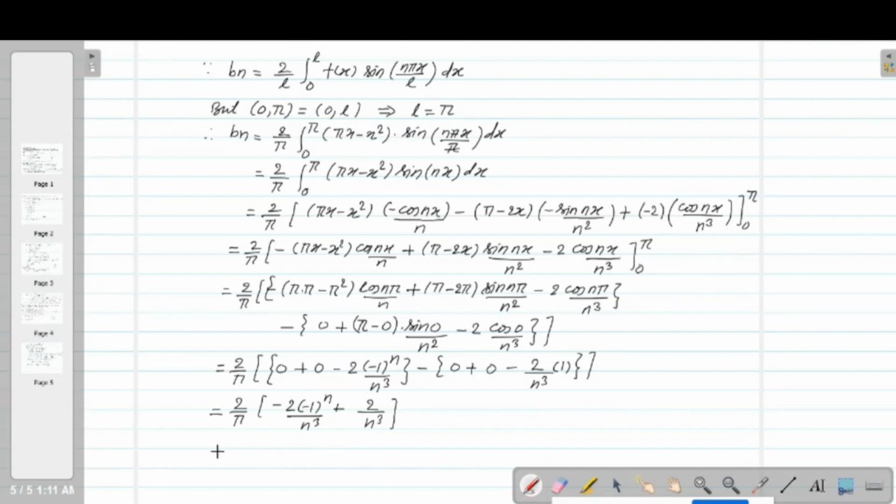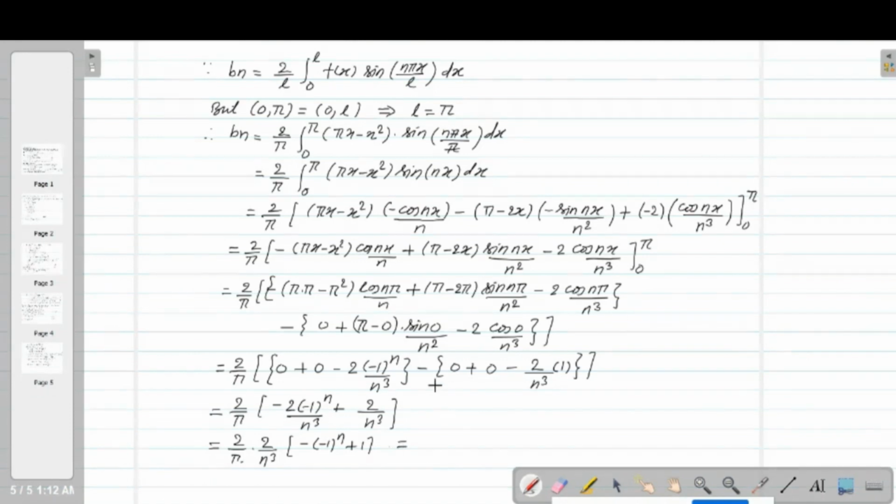And what is the common here? We will have common 2 by n cubed. So 2 by pi into 2 by n cubed. And what is the remaining? Your remaining is what? Minus 1 raised to n and plus 1. Okay, this is remaining.